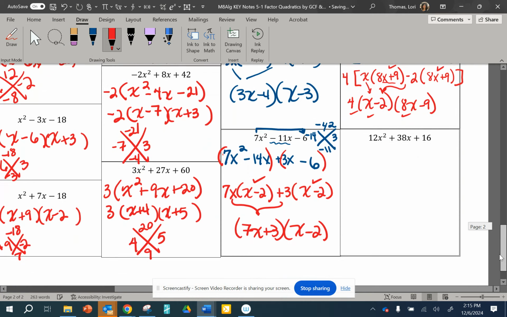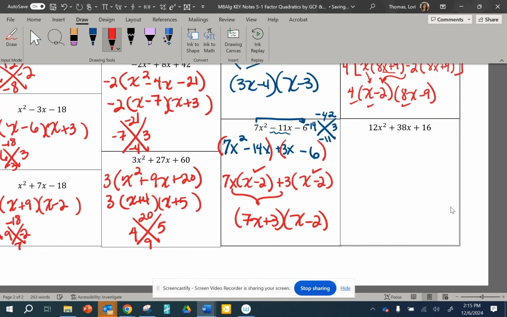And then the last one. Looks like these are all even, so I think the GCF is going to be 2. So we're left with 6x squared plus 19x plus 8. We're going to split the middle.